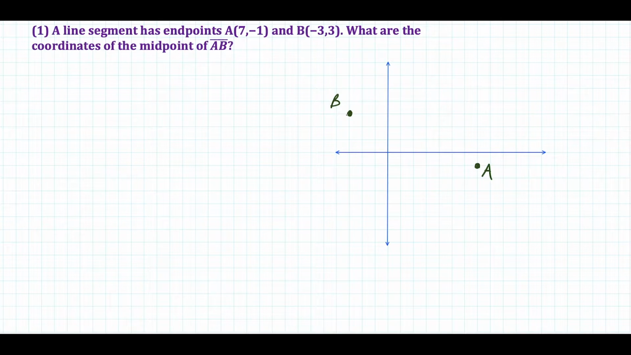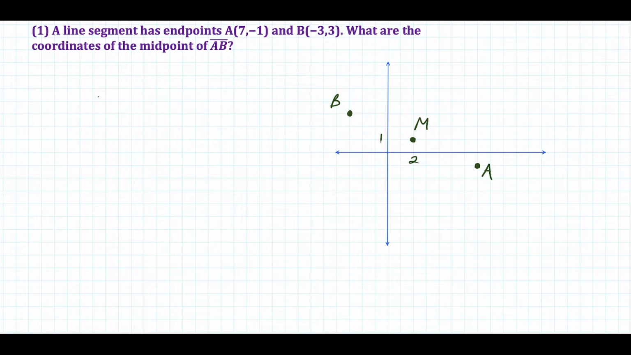If we plot these two points and look very carefully, we want to imagine where the midpoint between these two points would be, and it's looking like this point here. So our value for M is looking like the coordinates 2, 1.